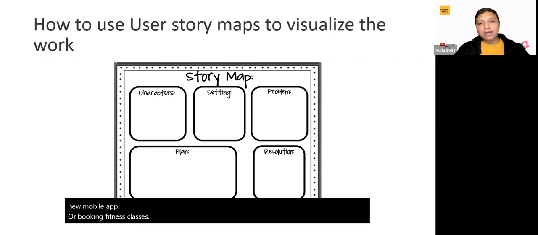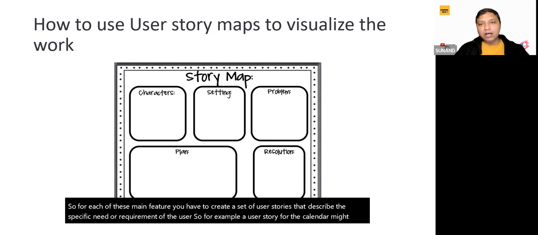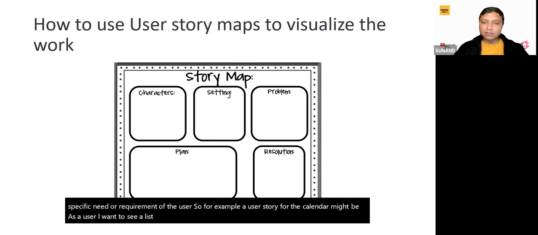Next, I have to create a high-level map that shows the main features or areas of the app. These might include things like a calendar view, a class search function, a payment system, and a user profile page. There might be a number of functionalities which we can use over here. For each of these main features, you have to create a set of user stories that describe the specific needs or requirements of the user. For example, a user story for the calendar might be: as a user, I want to see a list of available classes for the week so that I can easily find and book the one I want to attend. This may be a sample user story.